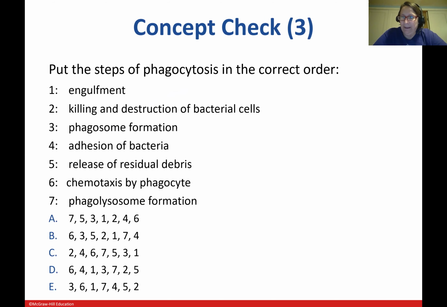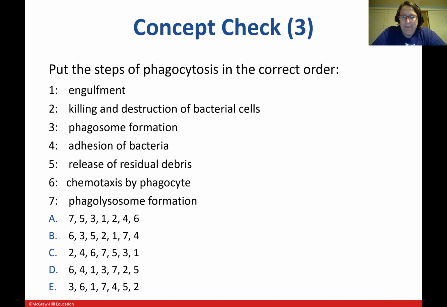Chemotaxis by the phagocyte. Remember what chemotaxis is? A chemical is released and that causes cells to appear at a particular place. So something has detected that an infection has happened, it sends out a chemical and all the other cells come running. And the phagolysosome formation: this is adding the lysosome piece to the phagosome.